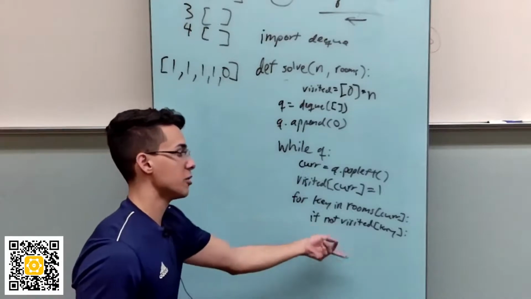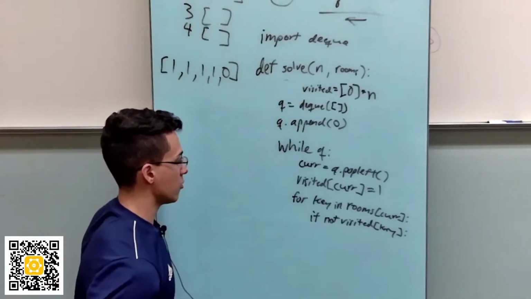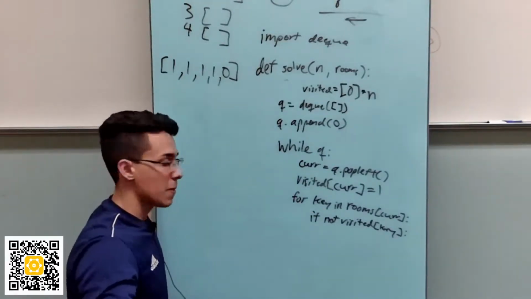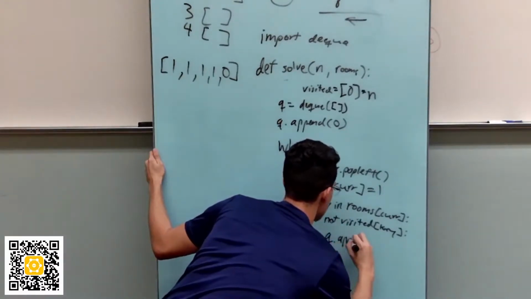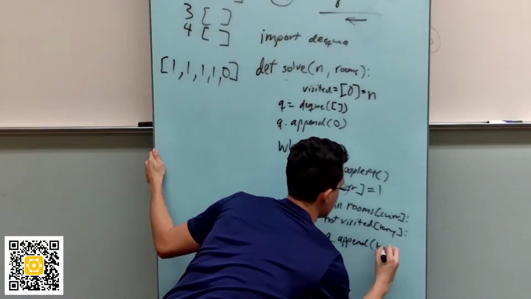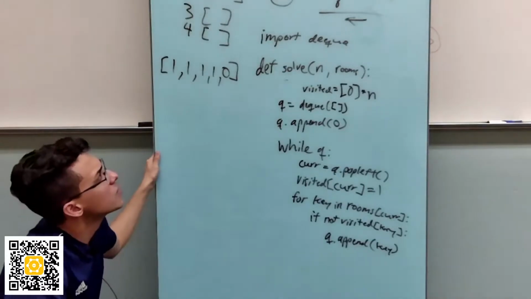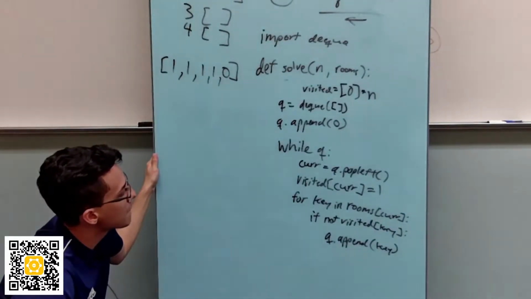So if you're not a false, it makes it true, and the if statement runs. Okay. So what do we do, right? What we were doing before is that we push, we append. If it's not visited, q dot append key. All right? Okay. So then you just continue doing that. That's pretty much it.